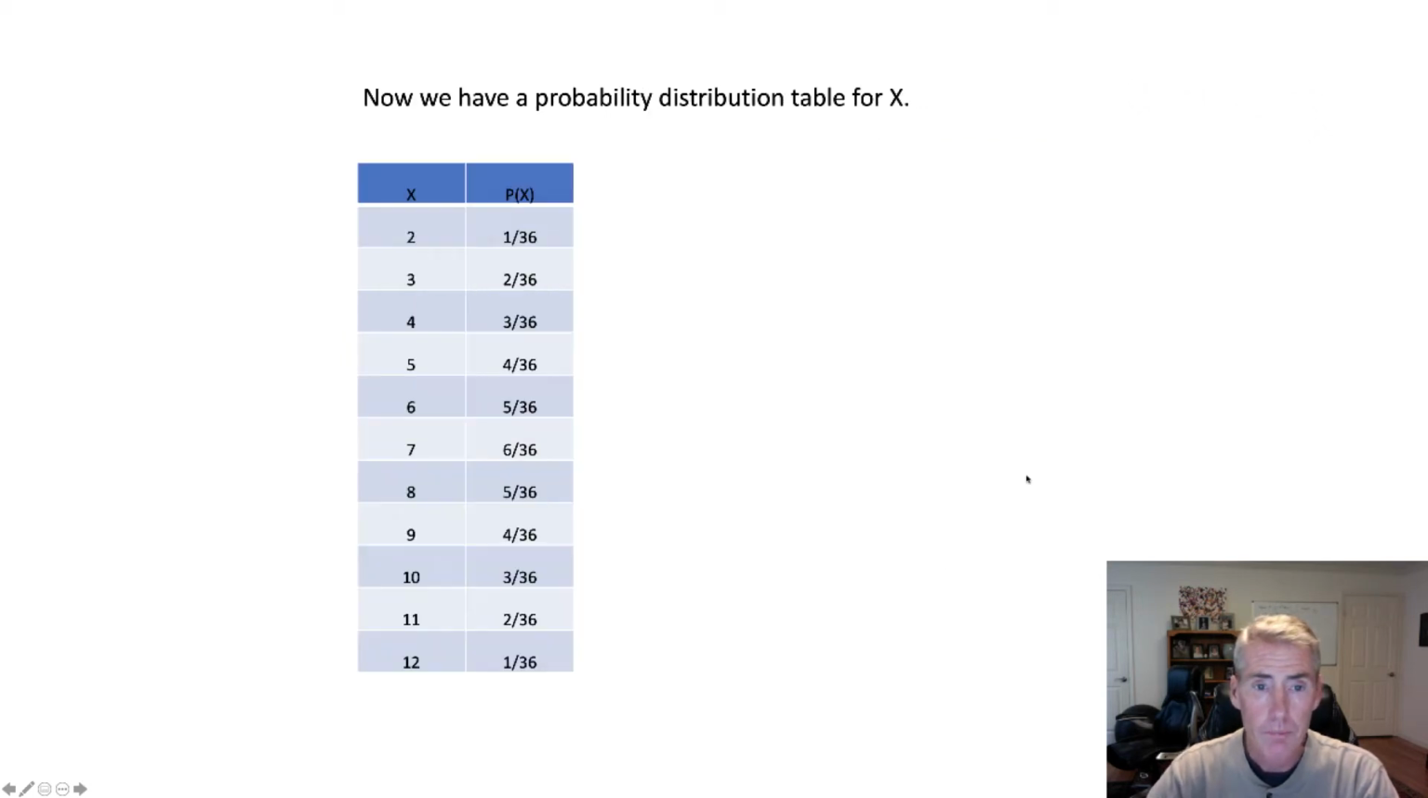Now, make this a table. So here's the probability distribution table. It starts with 2 when you get a 1 and a 1, and it ends with 12 when you get a 6 and a 6.